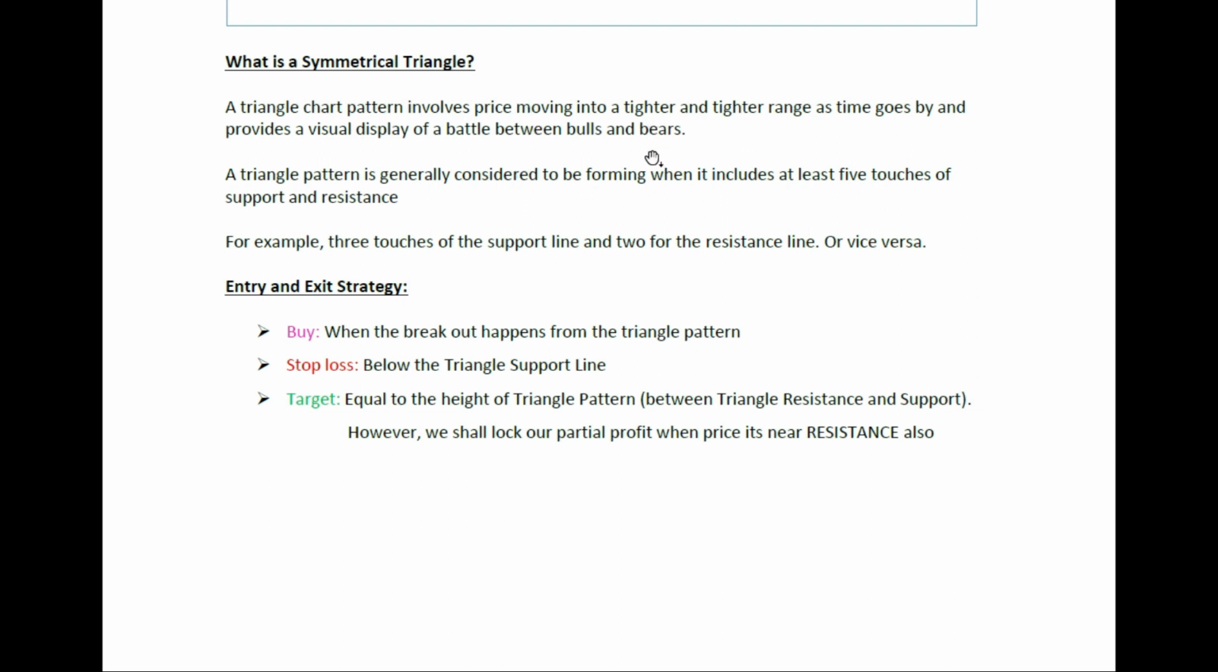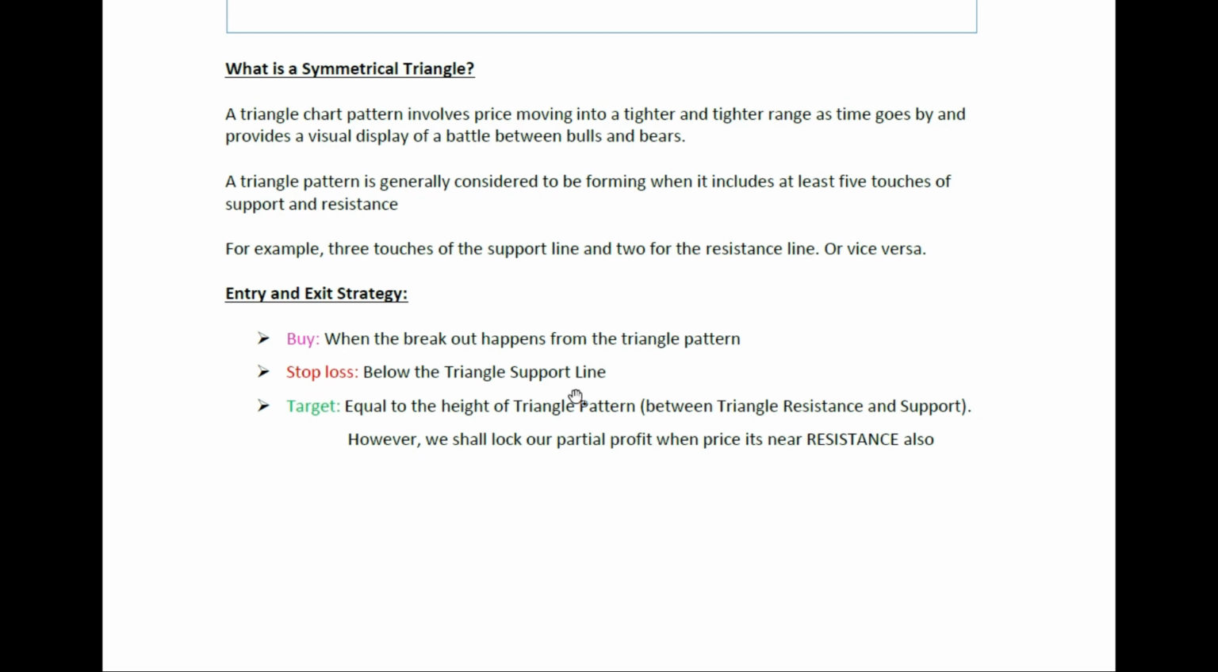It involves price moving into a tighter and tighter range, and it's like a battle between bulls and bears. It is generally considered to be forming when it includes at least 5 touches of support and resistance. For example, 3 touches of the support line and 2 touches of the resistance line, or vice versa.